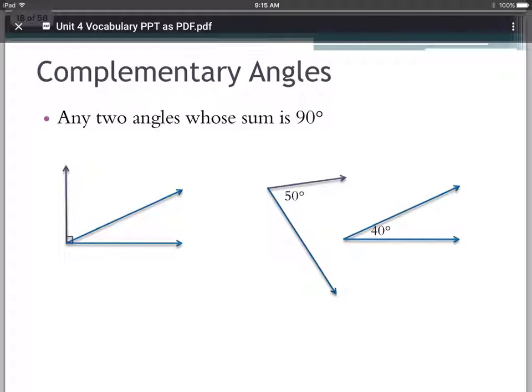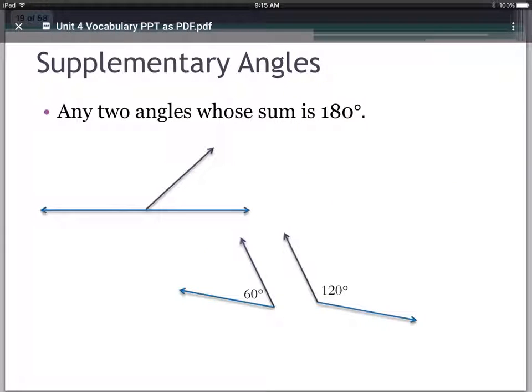Now here's our first set of angles that have something to do with measurement. Any two angles whose sum is 90 degrees are called complementary. So if I had a random 50 degree and a random 40 degree angle, together that makes 90, so they're complementary. Likewise, if I took a 90 degree angle, like this one, and divided it up with some random line, together you know that they're 90, so we would still say that they are complementary.